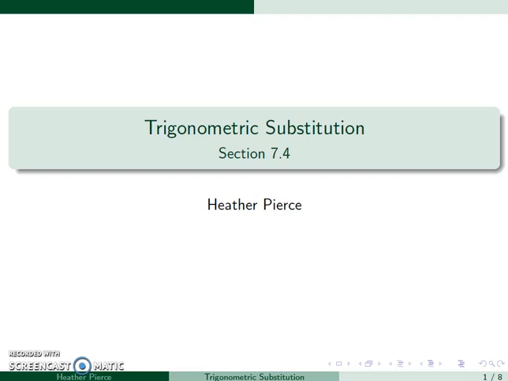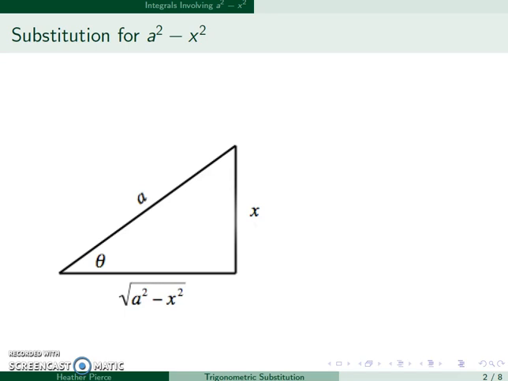We'll now look at trig substitution. So the idea here is I'm going to start with substitutions for a squared minus x squared. If I think about a triangle with an angle theta, I'm going to label the opposite side x, the hypotenuse a, and then this side will be the square root of a squared minus x squared.